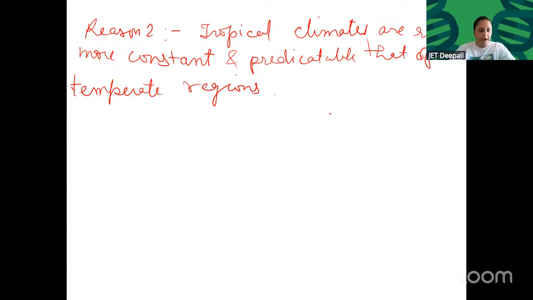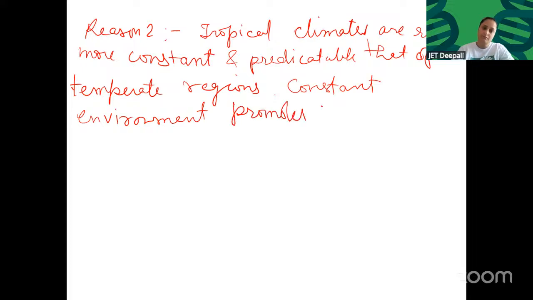Constant environment promotes niche specialization. What is niche specialization? How an organism responds, behaves, within the environment and with other organisms of that biotic community. And this leads to greater species diversification.